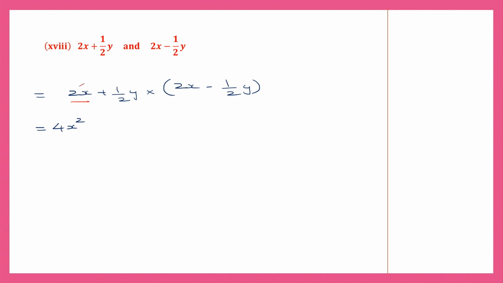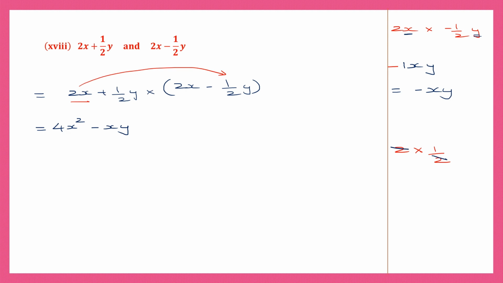Now we're going to multiply 2x into this minus 1 by 2y. Let's do that here. 2x into minus 1 by 2y. The sign plus into minus is minus. Now we have to multiply 2 into 1 by 2. Here we can cancel the 2. So what we have is only 1. So this is minus 1. And then we have an x here, so we'll write x as it is, and a y here, so we'll write it as it is. So this is minus 1xy or minus xy. So we finished with 2x.